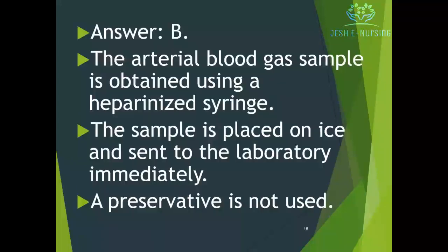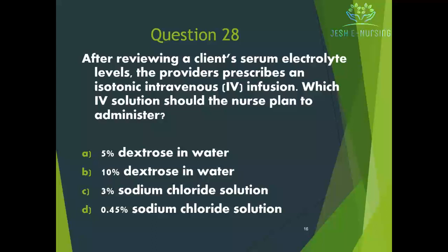The answer is B. An ABG sample is obtained using a heparinized syringe. Always we need to use a heparinized syringe, and the sample should be sent to the laboratory immediately. Preservatives cannot be used. So immediately, before clotting, we need to send the patient's blood sample to the laboratory. So the answer is B. Then question number 28.